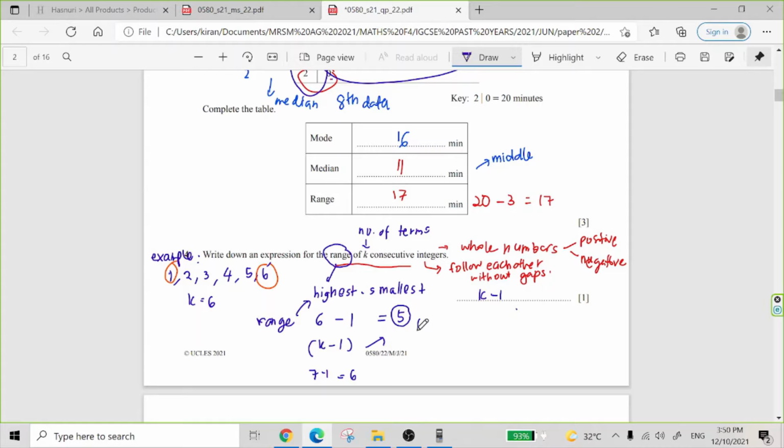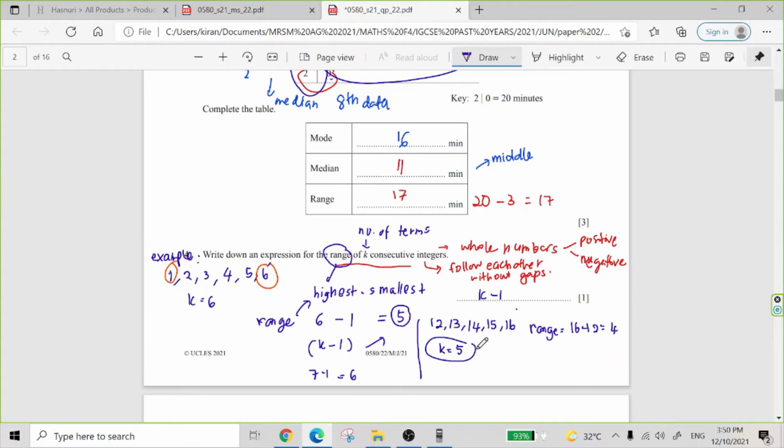Okay, we go to another example. Let's say I take another 5 consecutive integers, starting with 12, 13, 14, 15, and then 16. We count here: 1, 2, 3, 4, 5 terms. Then the range: we calculate 16 minus 12, which is equal to 4.